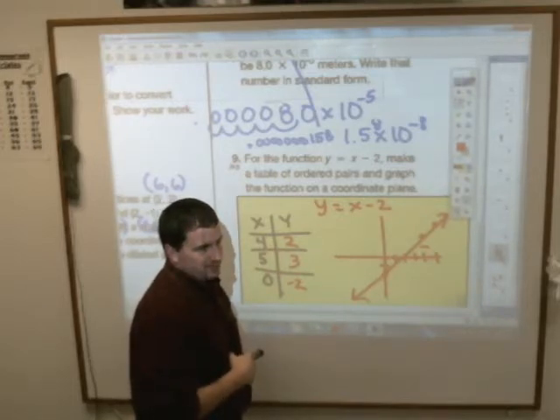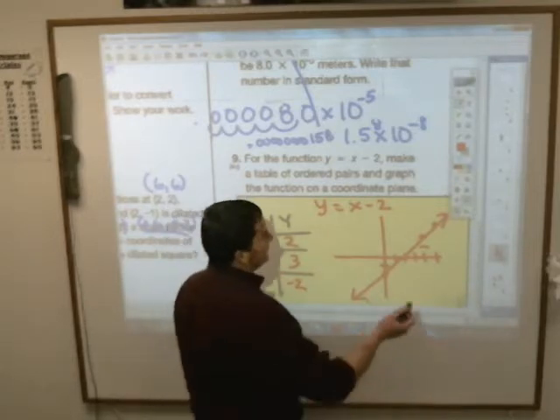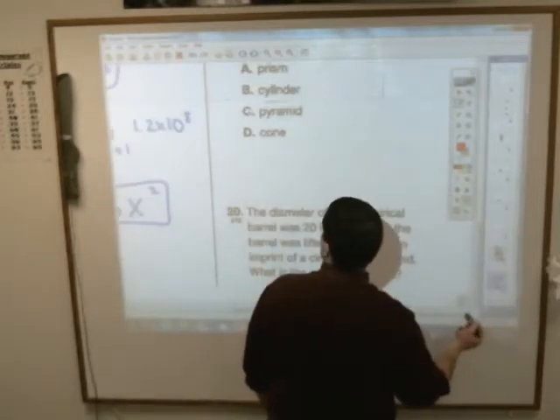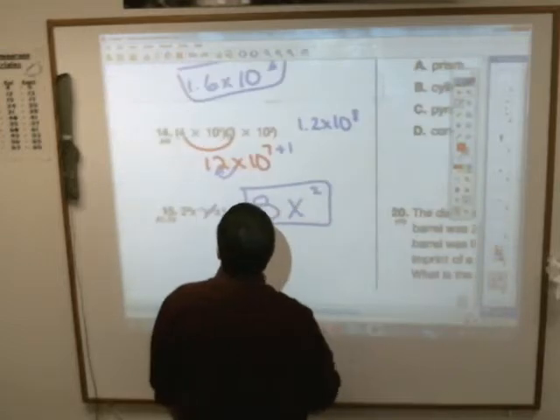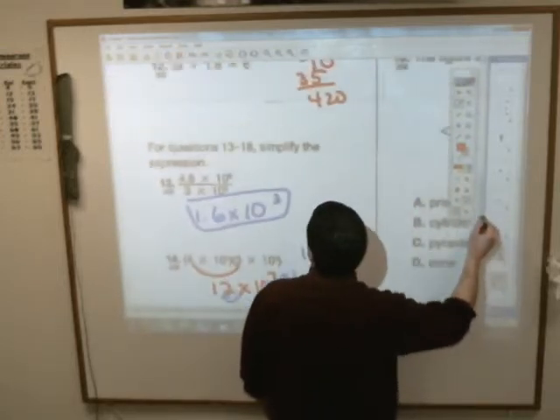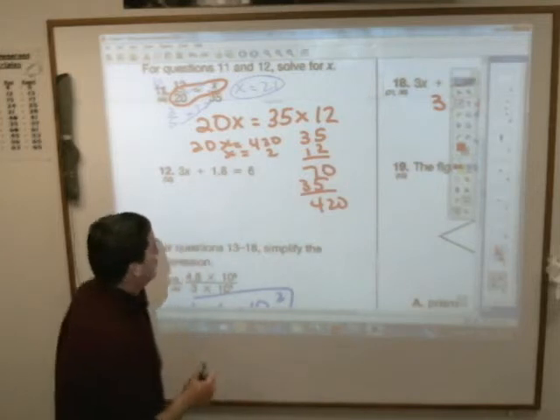Sage, number 12. Love number 12. I like it even more when I see it. We didn't do 12? All right, what's your question, Sage?